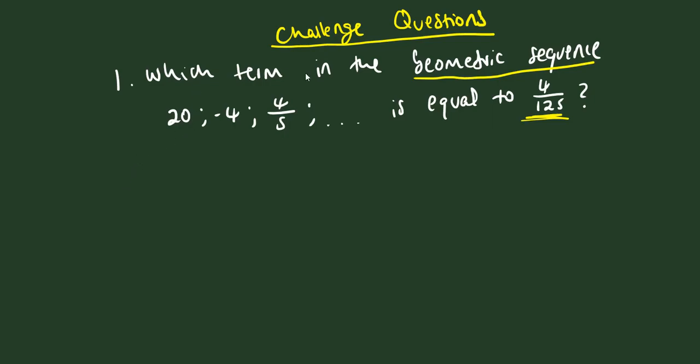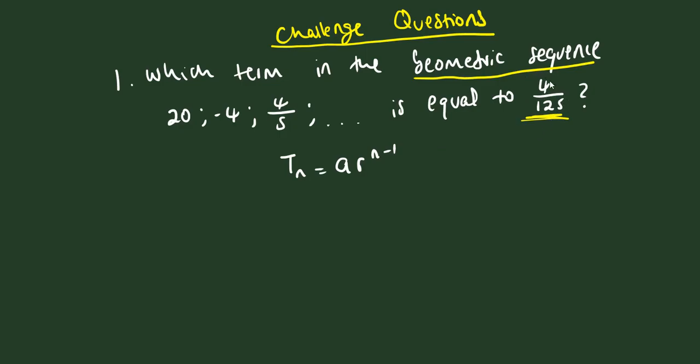The first one says, which term in the geometric sequence is equal to 4 over 125? What you need to realize here is that they already told you that it's a geometric sequence, so you have to remember that Tn is equal to ar to the power n minus 1. And since they say which term in this sequence is equal to 4 over 125, they want to know which position this term is in.